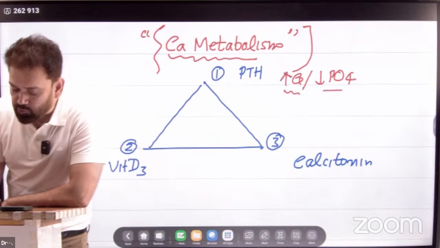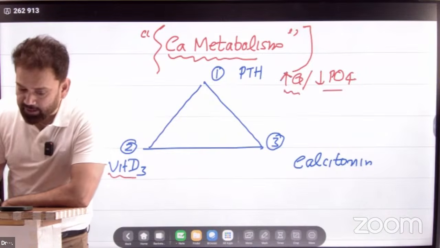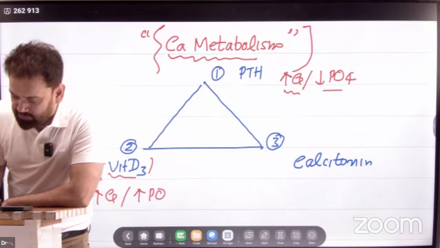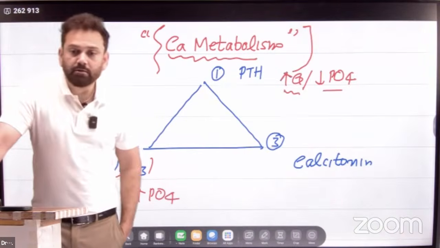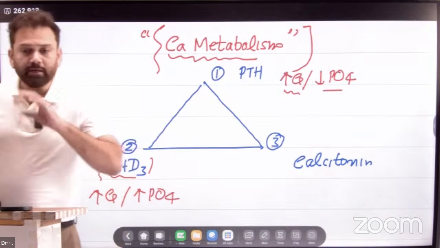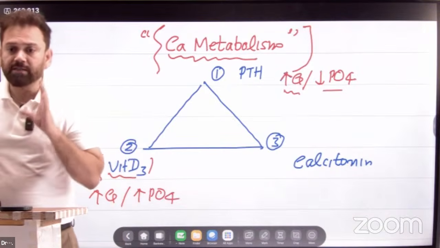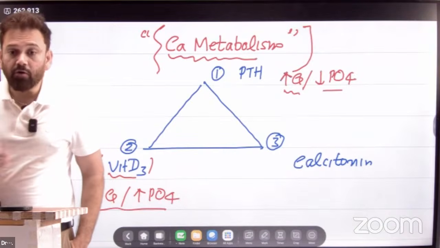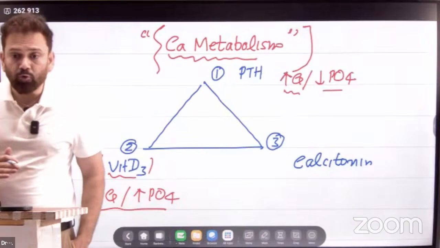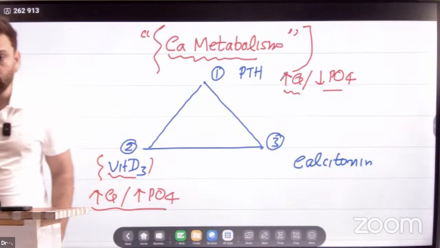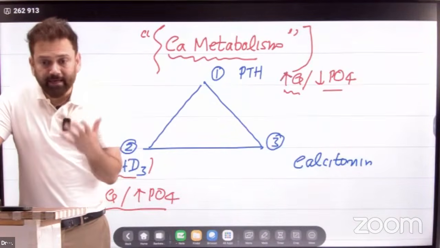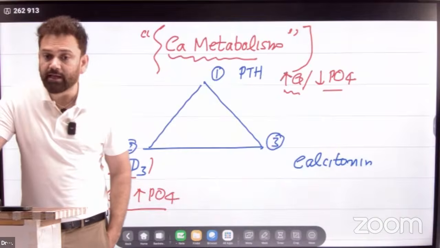Now, what will happen with vitamin D3? What is the function of vitamin D3? Same action, but in the same arrow, it will increase both the level of calcium as well as the level of phosphate. So if suppose there is a patient in which calcium is more, phosphate is more, what can be the cause? Hypervitaminosis of vitamin D3. If calcium is low, and phosphate is also low, what can be the cause? The answer can be less vitamin D. It can cause rickets in children and osteomalacia in adults.